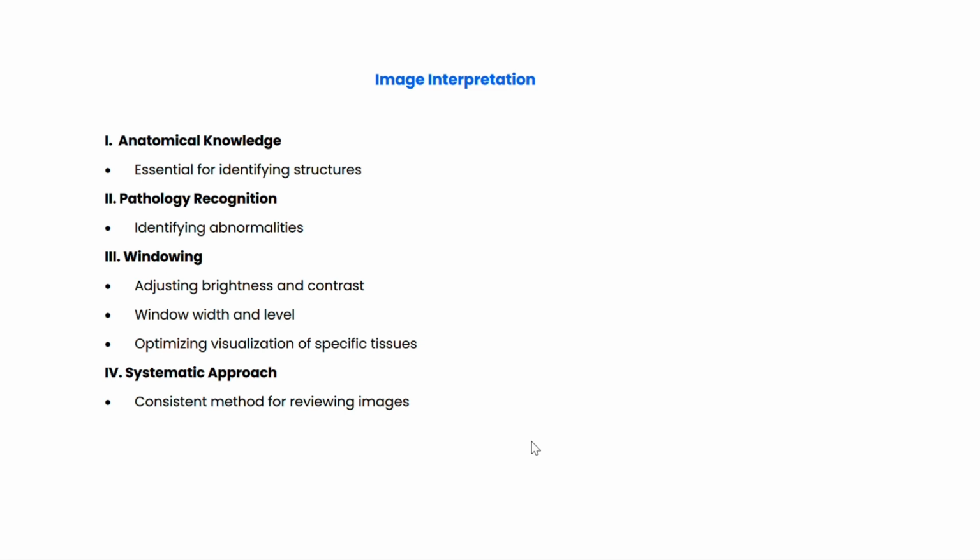Windowing is a crucial technique. It involves adjusting the brightness and contrast of the image to optimize the visualization of specific tissues. We adjust the window width and window level. A systematic approach is vital for reviewing the image to ensure nothing is missed.